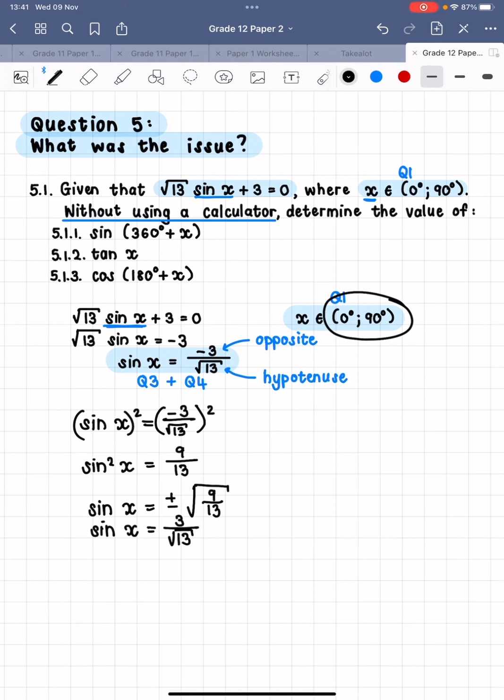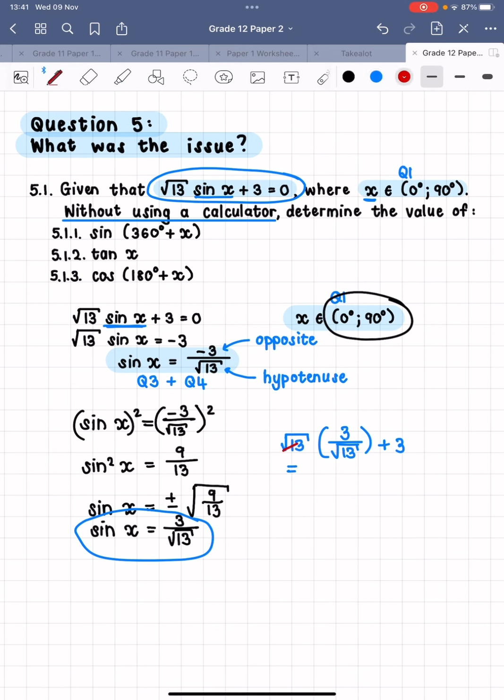But okay, guys, let's say we do that. What does that mean for the given information? Does that still make the given equation in the question true? Let's see. If I take root 13, and now I'm saying that sine x is 3 over root 13, and then I add a 3 to it, what does that give me?